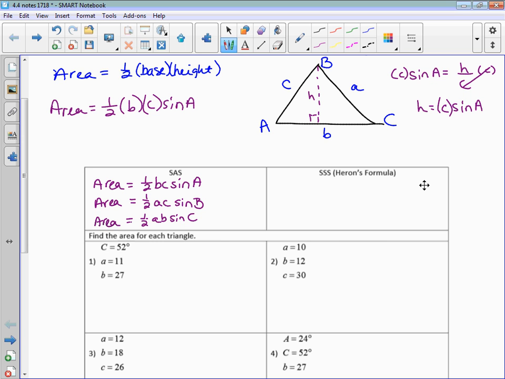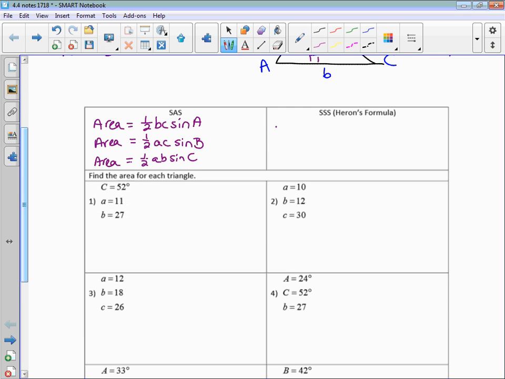That is if you have side angle side. If you have SSS, we have another formula. It's called Heron's formula. Area equals the square root of S times S minus A times S minus B times S minus C. So all of that is under your square root.